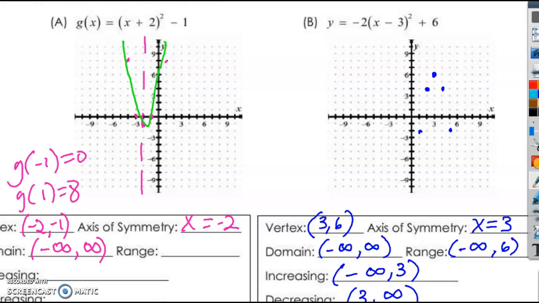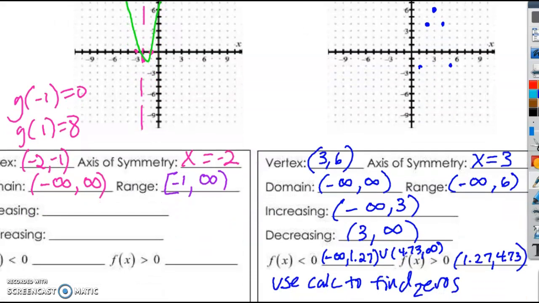So the range is from the lowest y value, -1, up to infinity, and you're going to include that point -1. So it is increasing from, what's the x value? Looks like -2. -2 to infinity, and it's decreasing from negative infinity up to that turning point at -2.